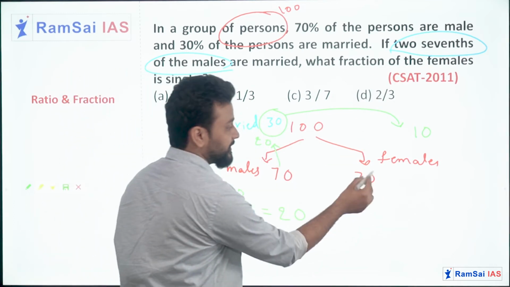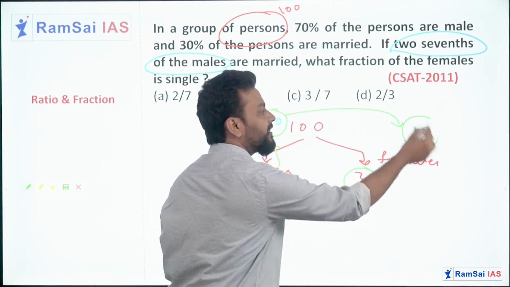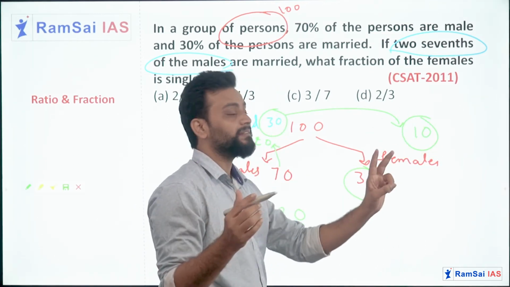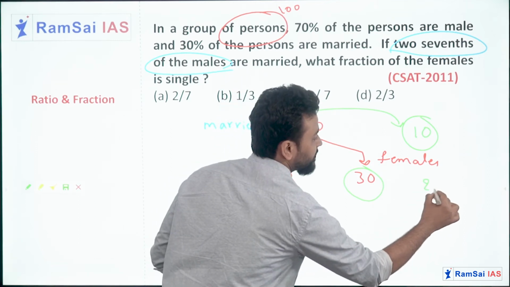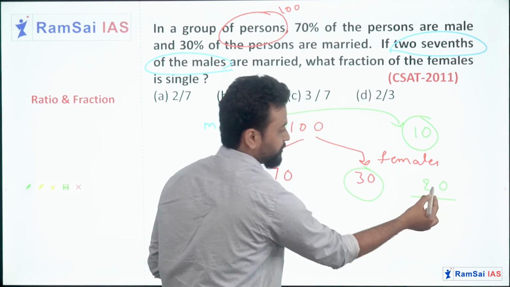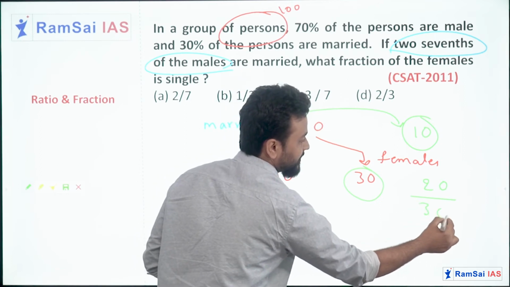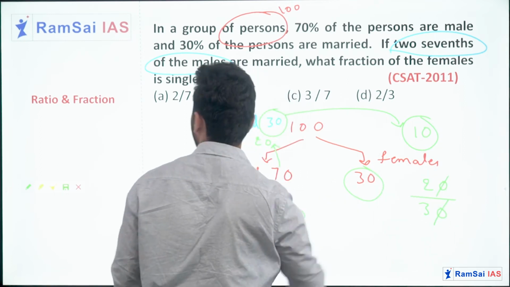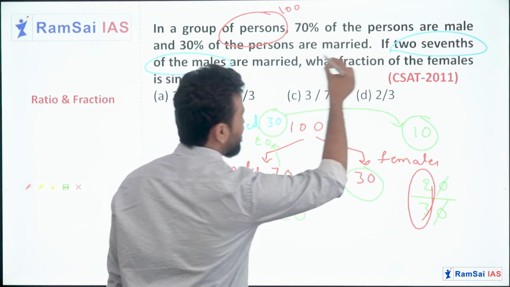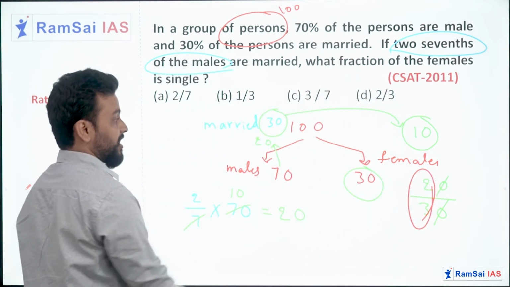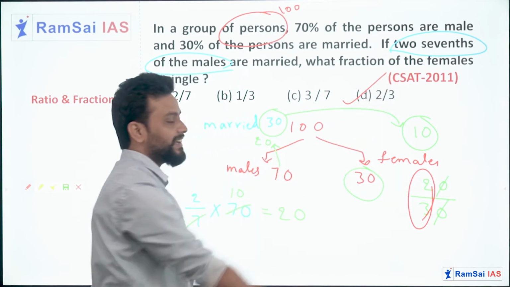See, out of 30 females, 10 are already married. So the remaining unmarried or single females are 20 people. So the fraction is 20 out of 30 are singles. So ultimately it will be 2 by 3. So can you find 2 by 3 in the options? Yes, option D, 2 by 3 is the answer.